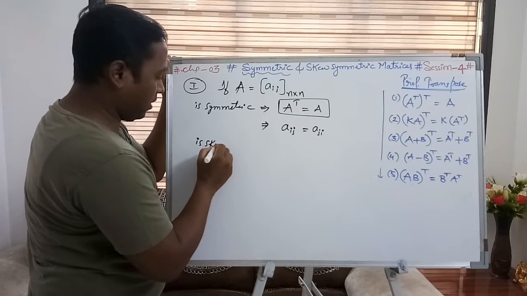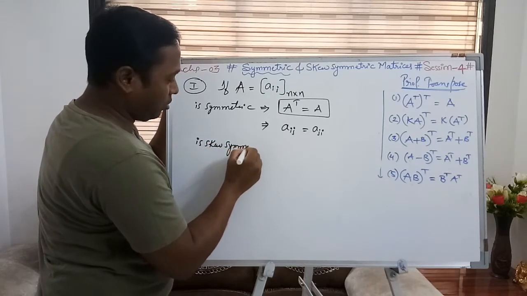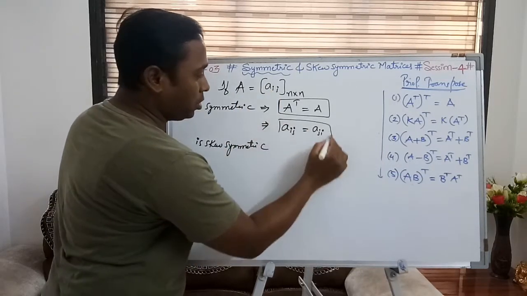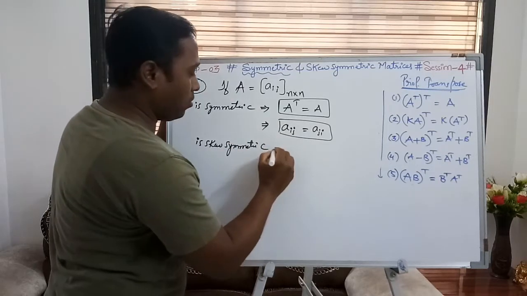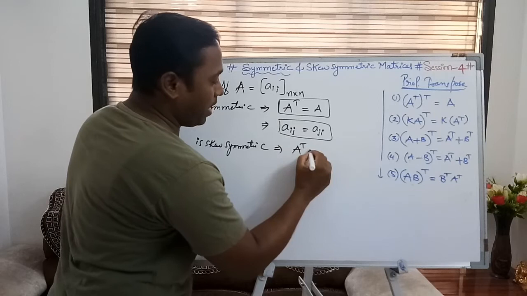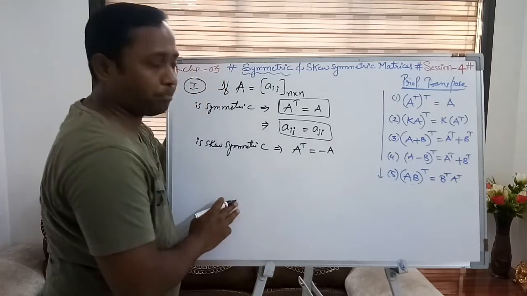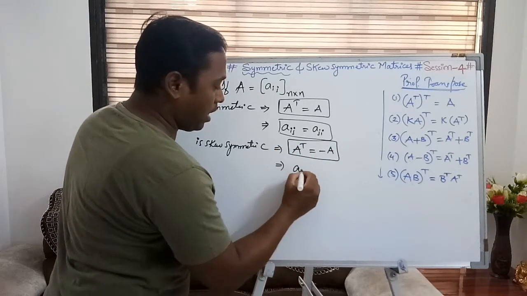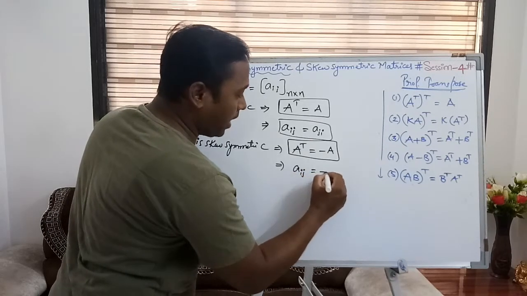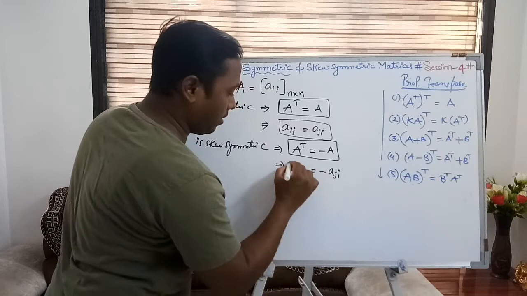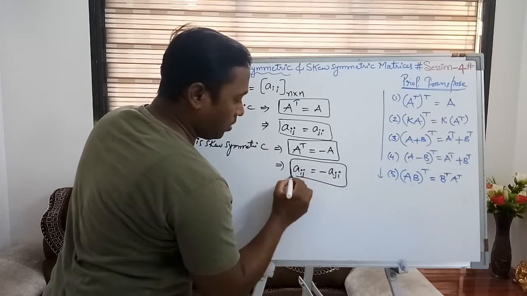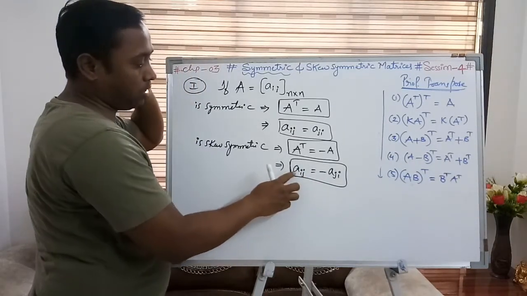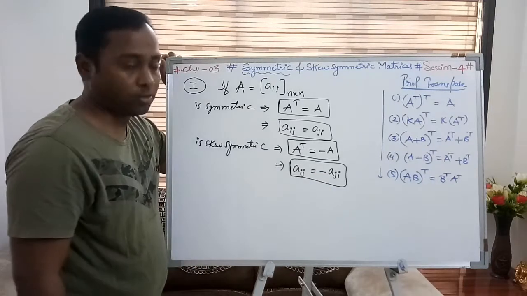And if A is skew symmetric, the transpose of this matrix will be equal to minus A, as well as A_ij is equal to minus A_ji. So the elements are interchanged along with the sign. It means that if it is a positive number, it becomes negative, and a negative number becomes positive.